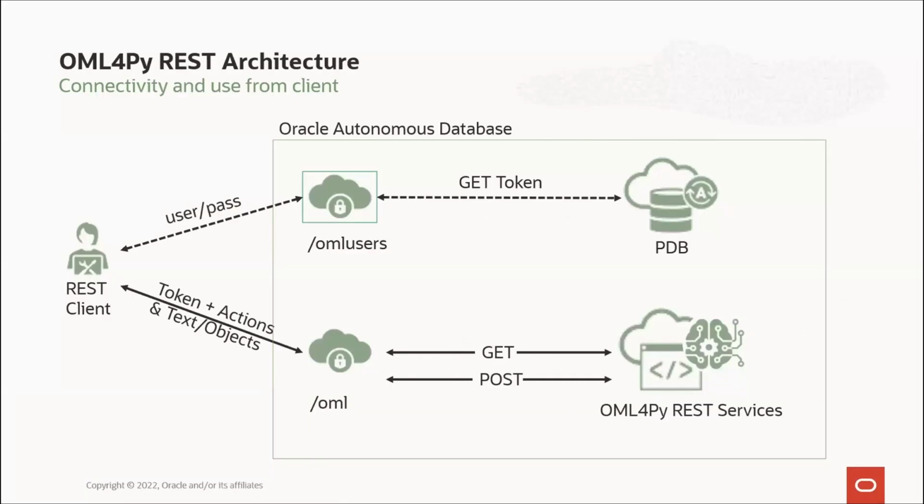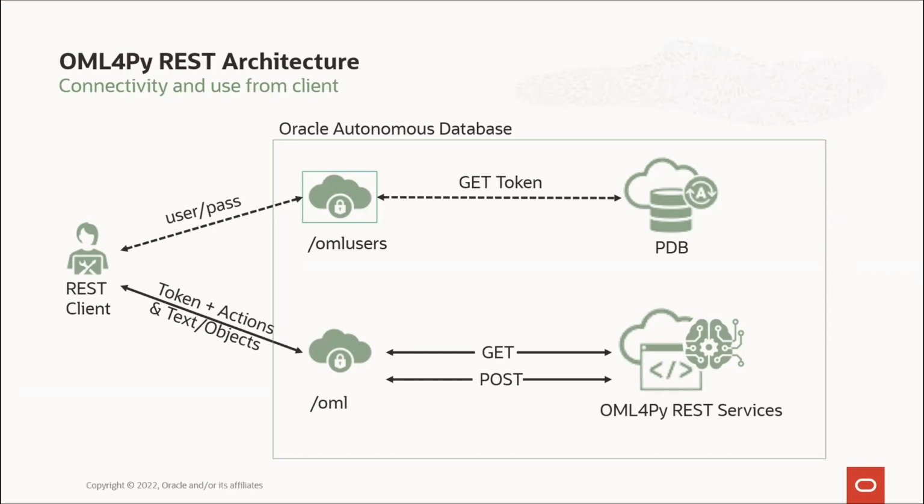Here's the basic architecture for the OML4Py REST services. You'll use a REST client, like curl or Postman, to get an authorization token so that you can access all of the OML4Py REST endpoints. And to get the token, you need an Autonomous Database username and password, and the user needs to be granted the OML developer role by your Autonomous Database administrator. And I am mentioning this because there are some database users that may not have all of the grants for Oracle Machine Learning. You might have the grants for connecting to the database and running certain queries, but you do need the OML developer role for the OML capabilities.